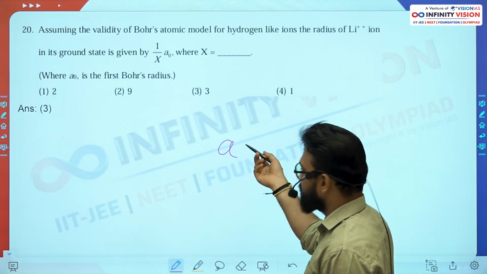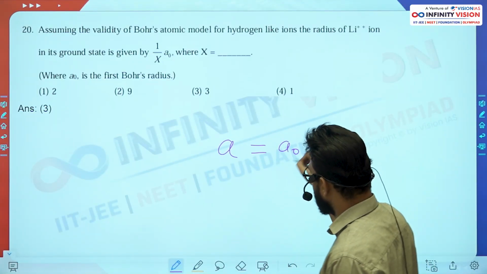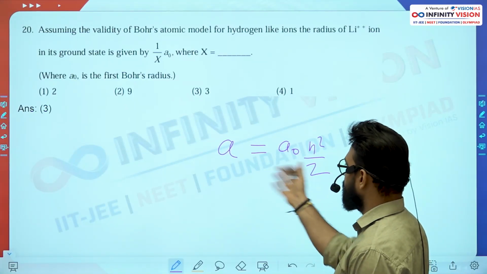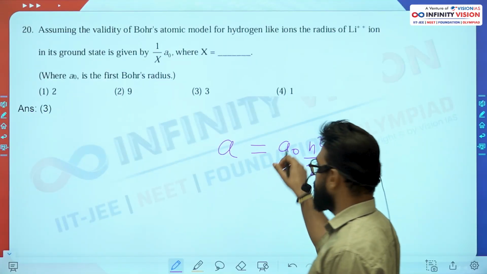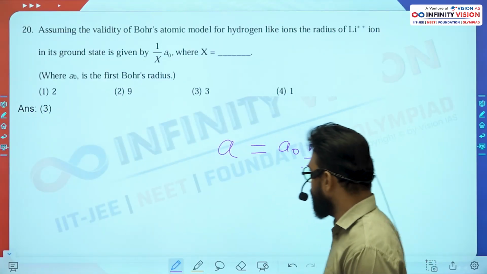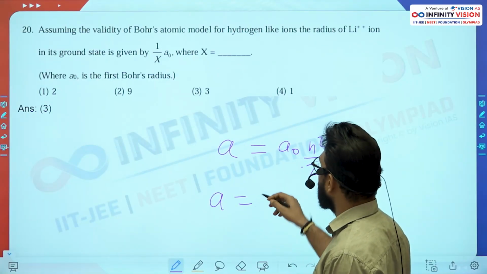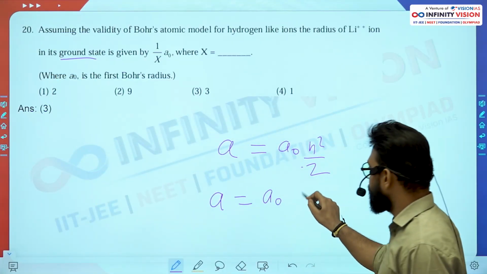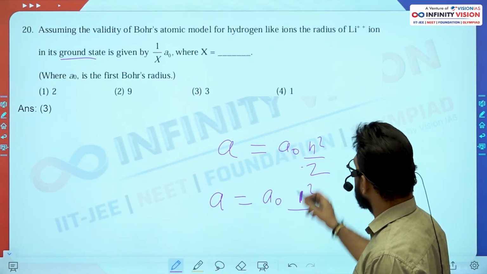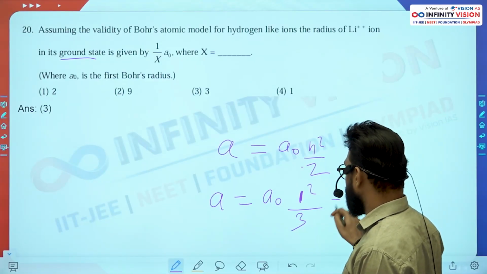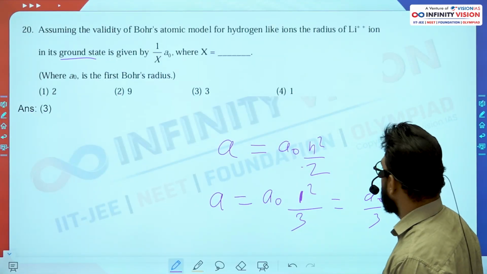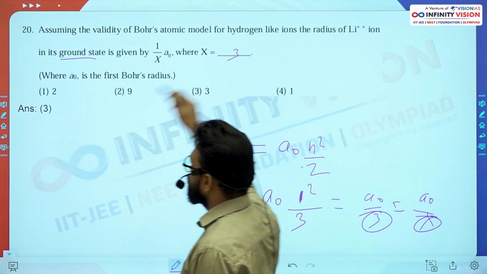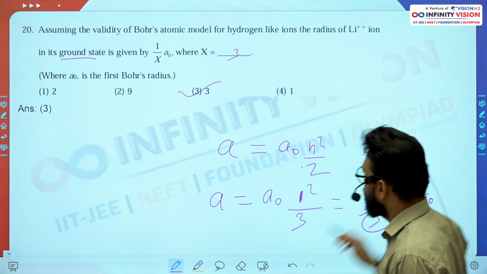The nth orbit radius can be written as A is equal to A0, the first orbit radius, times n square by Z. This is the relationship that we already know, where A0 is 0.53 angstrom. So A comes out to be A0 for the lithium ion in its ground state. For the ground state, n is 1, so n square is 1, and for lithium, Z, the atomic number, is 3. So it is A0 by 3. So A0 by x, and x comes out to be 3. So the third option is the correct option that you should remember.